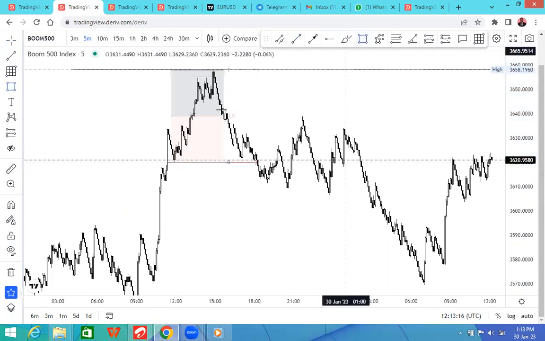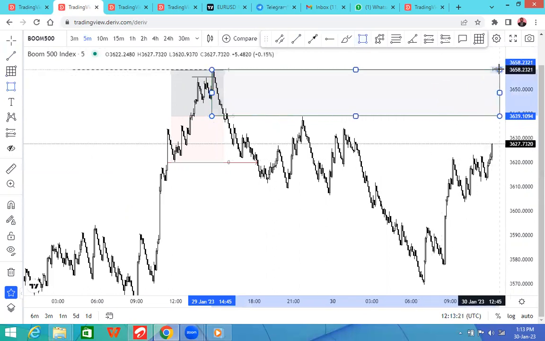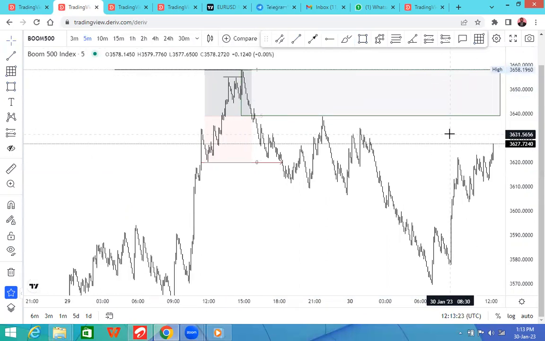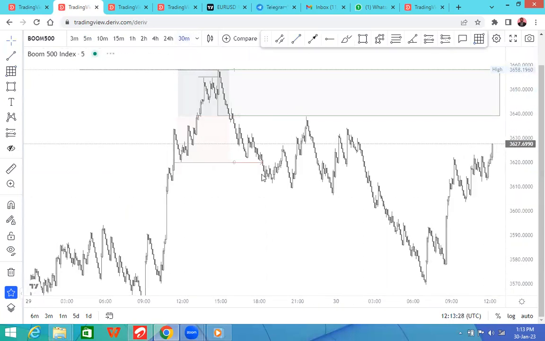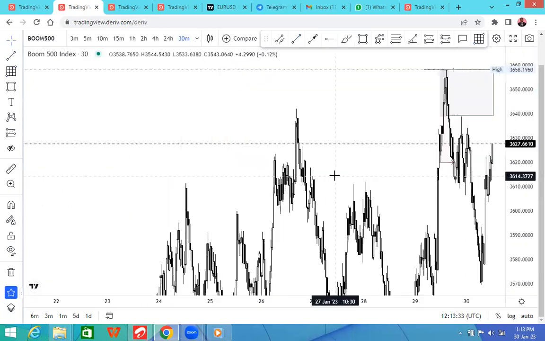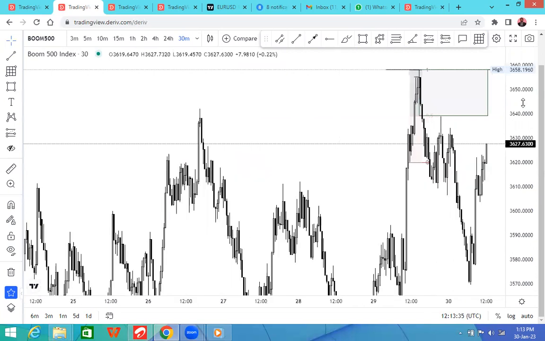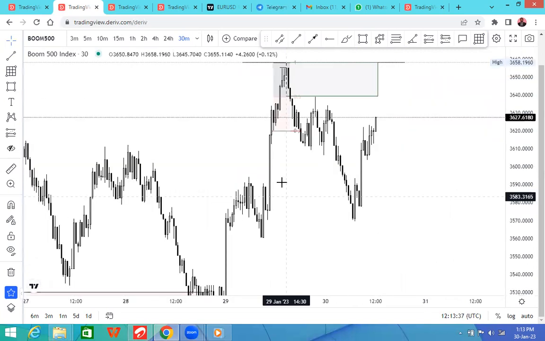So this is what I was looking at, if I can catch a sell from here downwards. It may play out, it may not play out. I don't know if it's going to play out, but let me put it on 30 minutes. I'm just trying to play what I'm saying. I think I saw this on the 30 minutes.